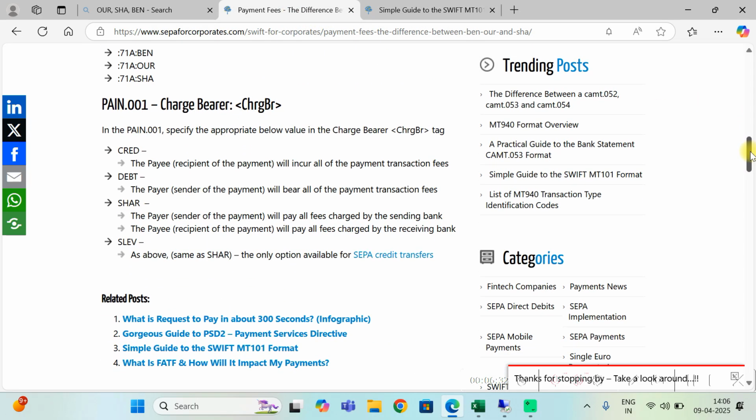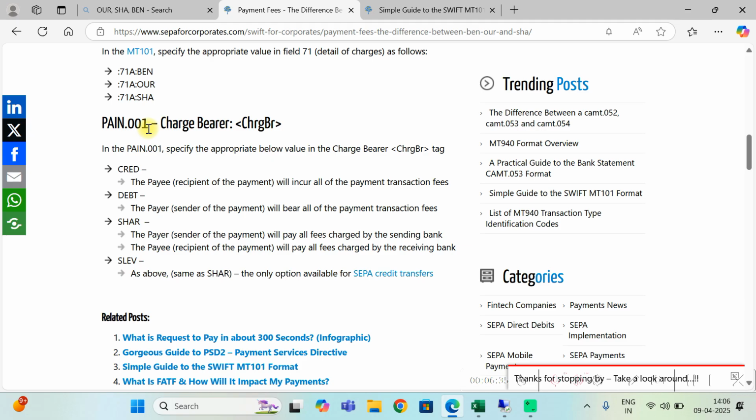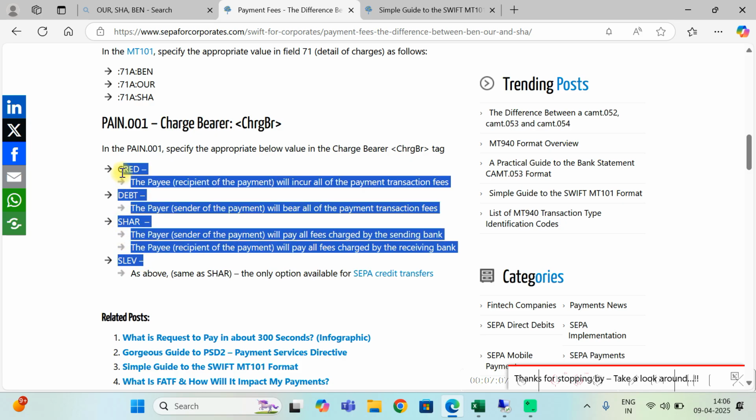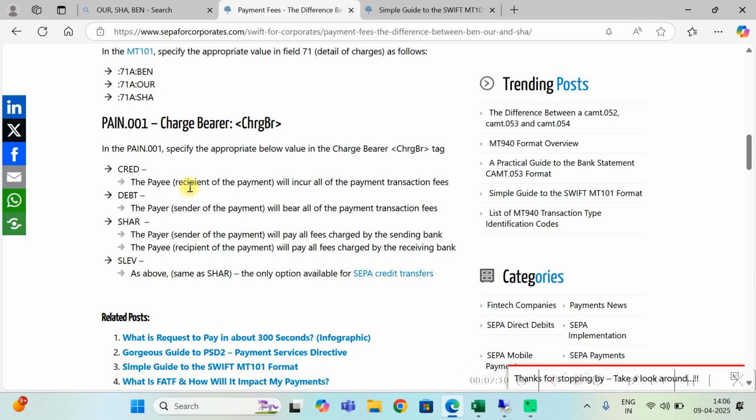Similarly, if you are using pain.001, then in the tag ChargeBearer, there you have to pass these codes in the pain.001 format. It has this many codes. CRED means the payee, the recipient of the payment, will bear all the payment transaction fees. DEBT, the payer, like this. So these are the codes given. Based on this code, the bank will understand who is responsible for the payment transaction fees.